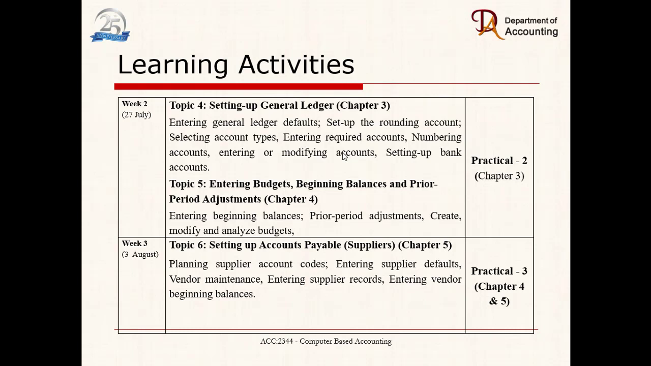The individual modules are connected to the general ledger, right?